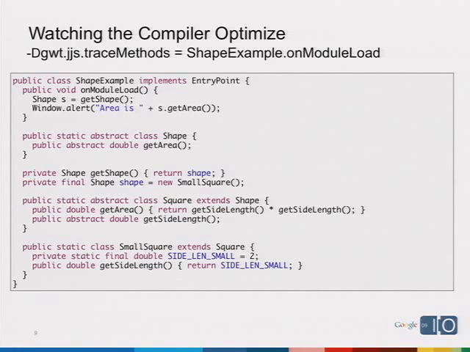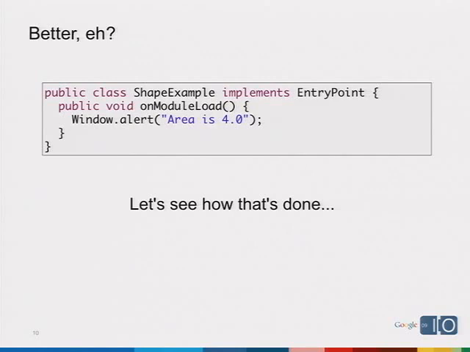So if you run the GWT compiler and you provide the -d gwt.jjs.trace methods equals, and then the name of the method that you want to watch, you can see what it does. In this case, the on-module load method, the final compiler logic just before it turns into JavaScript looks like this. And so the purpose of the flag is so that you can actually understand why it's doing that. Even more importantly, if you look at some code and you think it should be optimized, it will help you see what's happening step by step, so that if in fact it isn't getting optimized, you can figure out where in the chain it's going wrong.